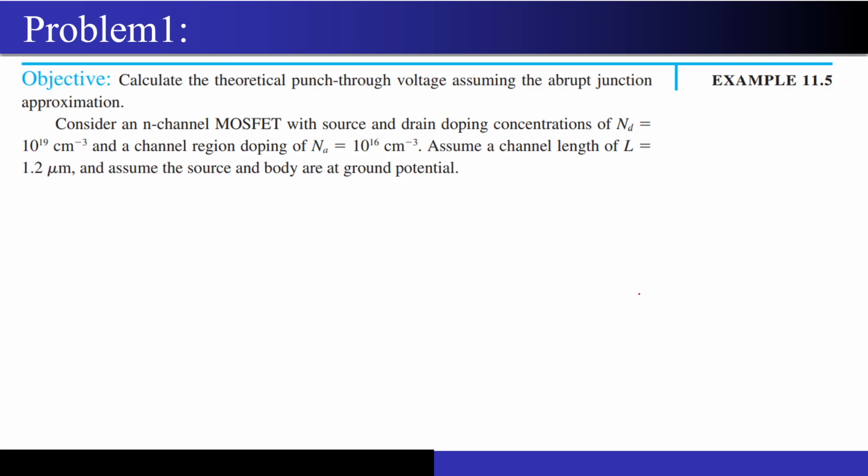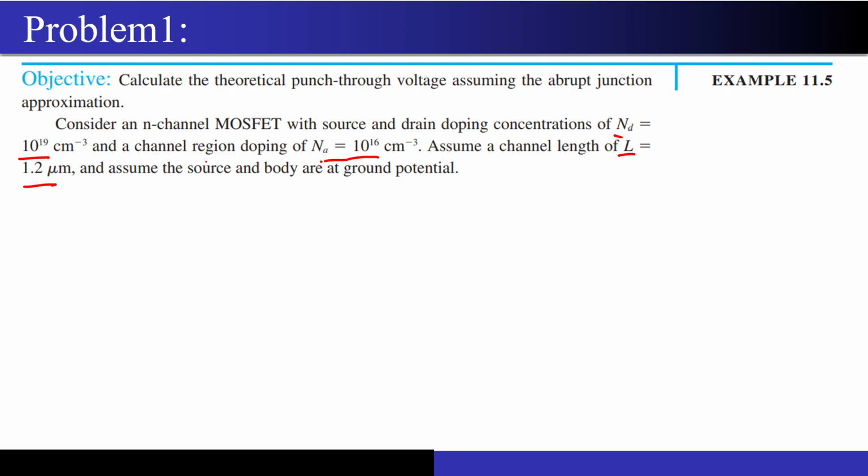So now they have constructed the numerical on the same concept. They are asking us to calculate the theoretical punch through voltage assuming the abrupt junction approximation. So that means those PN junctions are abrupt and the equations of the depletion width that we have derived for the abrupt PN junctions hold true. Correct? So now let's see. Consider an N-channel MOSFET with source and drain doping concentration of Nd equal to 10 to the power 19 and a channel region doping of Na equal to 10 to the power 16. Assume the channel length is 1.2 micrometer and assume source and body are at ground potential.